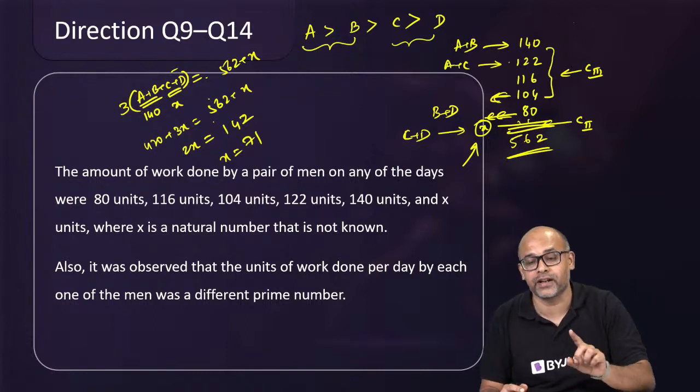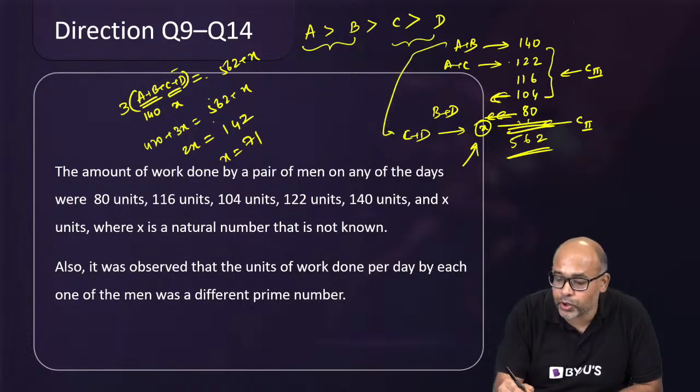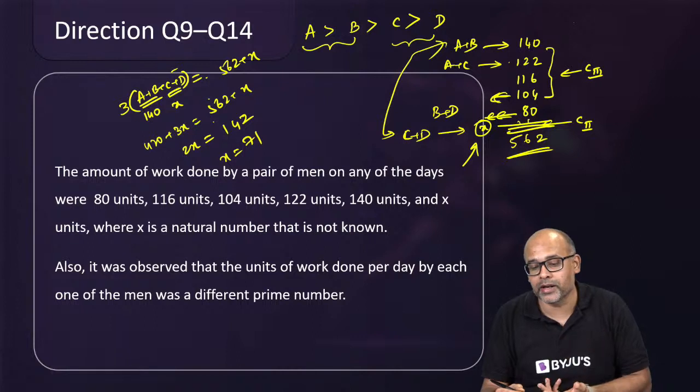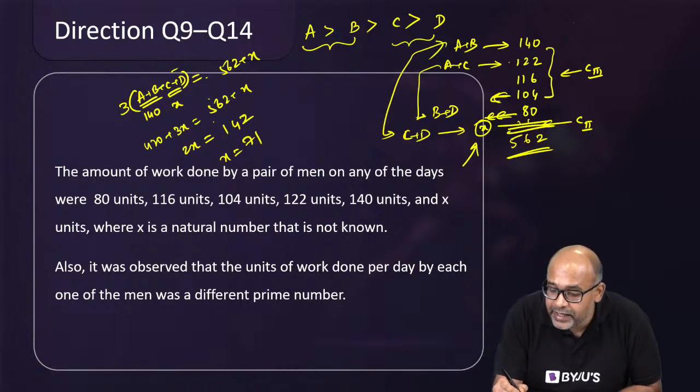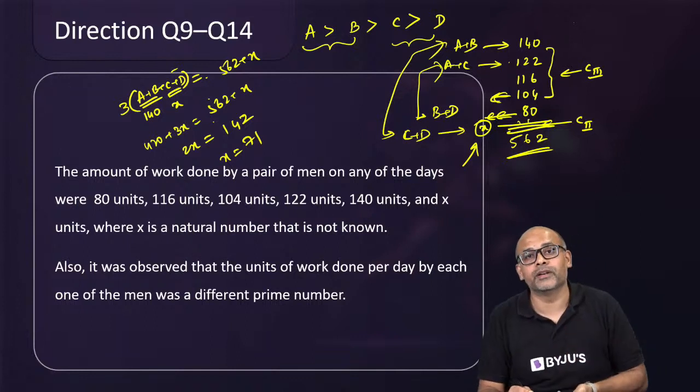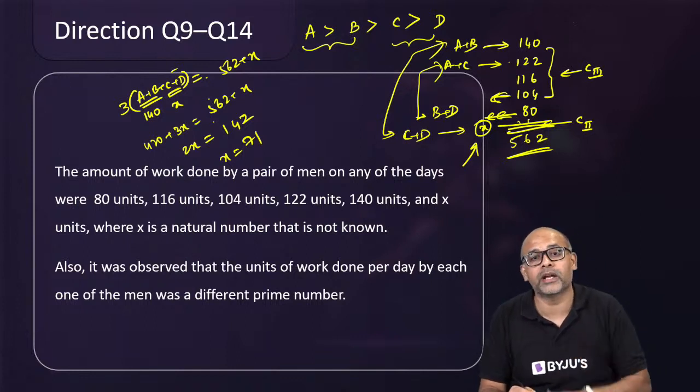But again, check. ABCD total, it's an odd number because 71 plus 140, odd number. ACBD total is an even number. It will not match. Odd number cannot match with an even number.